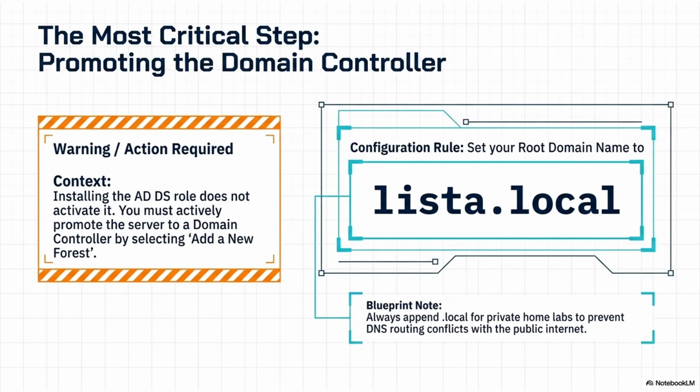Okay, so the crucial step, very crucial: installing ADDS is not enough. After installing Active Directory Domain Services, you must promote the server to be a domain controller. After doing that, you select Add a new forest, and then you set your root domain, you have to put your domain name. In this case, I just put lista.local, but you must always use .local in home labs to prevent DNS conflicts with the public internet.